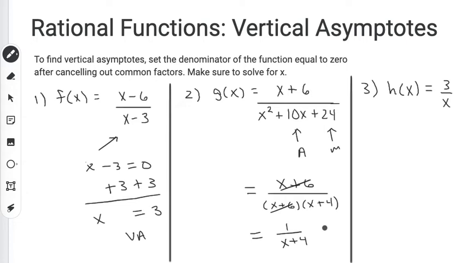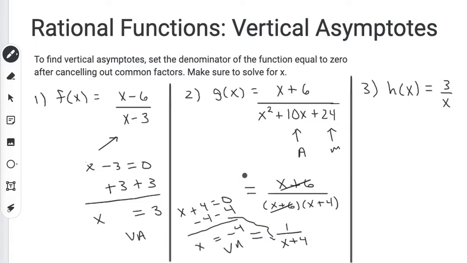Now I take the denominator, I set it equal to 0, just like last time. I'm going to take this x plus 4, set that equal to 0. I get this equation over here, and I can subtract 4 from both sides, and I get the x by itself on the left side of the equal sign, and I get 0 minus 4 on the other side, which is negative 4. So that's my vertical asymptote.